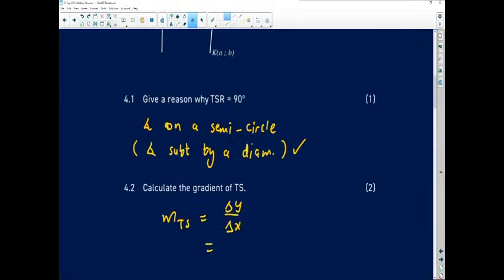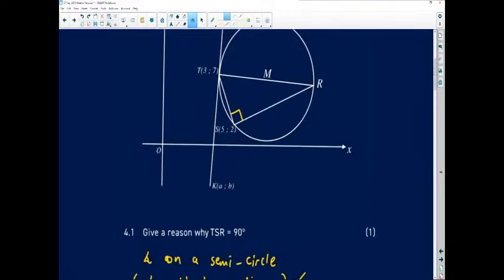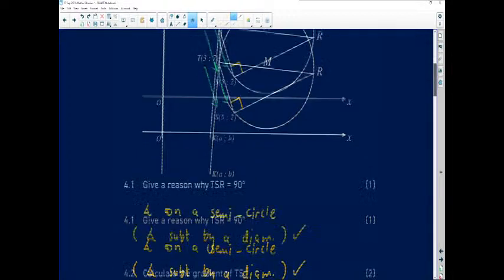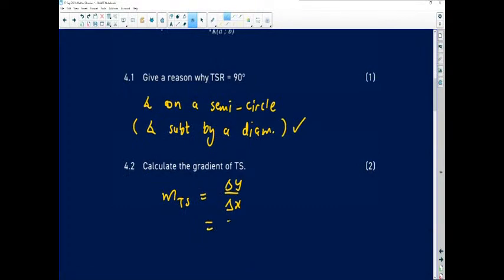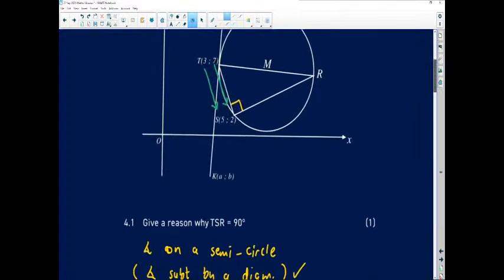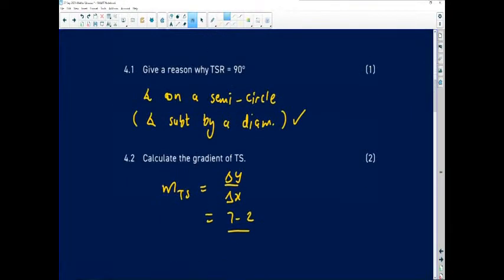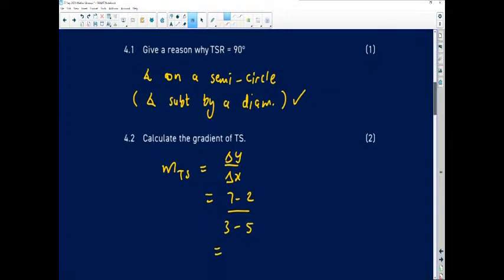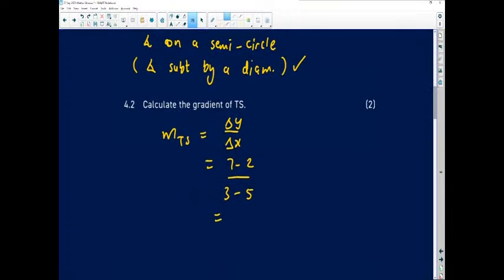So you just check the difference between your y values. The only important thing is the order. If you're doing top minus bottom, you have to maintain the same order on the x-axis, top minus bottom. Don't mess up the order. So I'm going to do 7 take away 2. That's 7 take away 2. Then on the x-axis, I think one of them is 3, and I'm taking away 5. So 3 take away 5, what do you end up with? I think it's going to be 5 for the numerator and negative 2 in the denominator. So it's going to basically be negative 5 over 2.